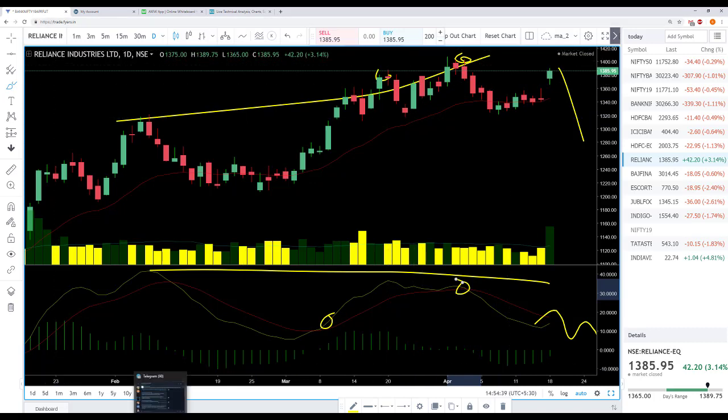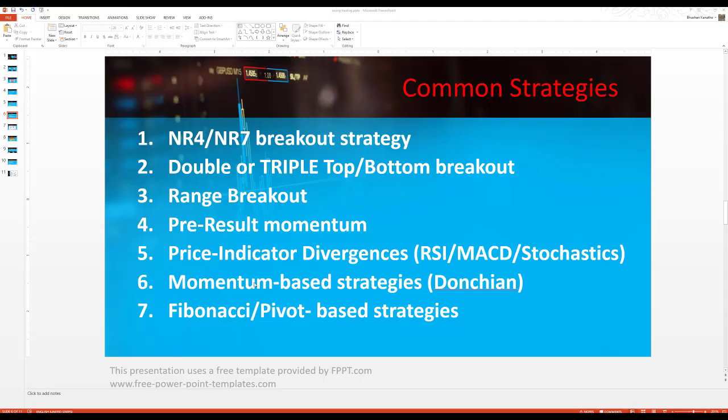RSI, everything, stochastic. I will not go into that because those are the basic things that people use. And momentum based strategies, the Donchian channel, and we have ADX, directional index and everything. These are the strategies that people use as indicators.